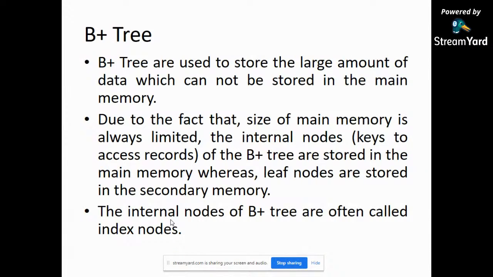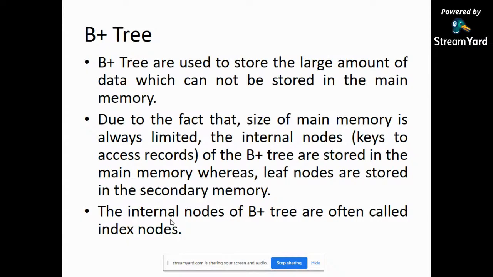B plus trees are used to store a large amount of data which may not be stored in the main memory. This is the same thing: we store the data on the hard disk, and where exactly we have stored that data on the hard disk, we store in this tree data structure, which is called an index. So indexing is done here. It is very difficult to keep the full index in main memory. So what we can do is divide it and keep some portion of it in main memory and some portion of it in secondary memory.